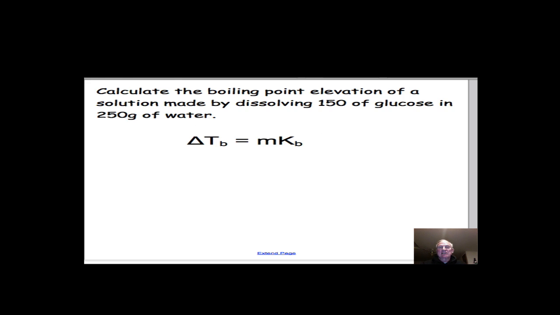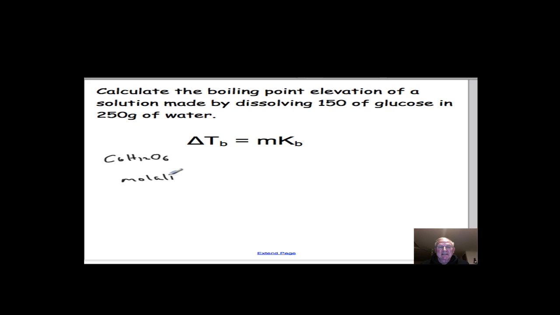Let's look at an example of this. So let's take the problem: calculate the boiling point elevation of a solution made by dissolving 150 grams of glucose in 250 grams of water. Glucose, if you'll recall, has the formula C6H12O6. So what we're going to do here is first calculate the molality.